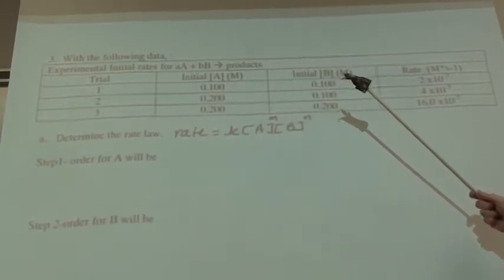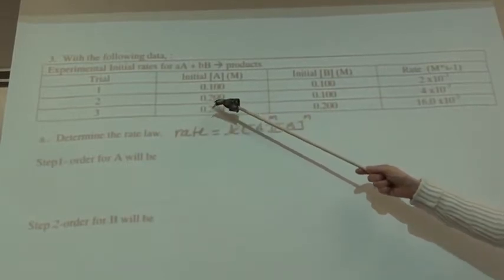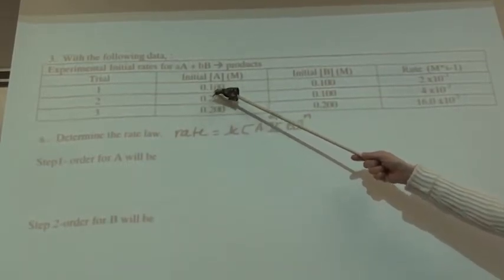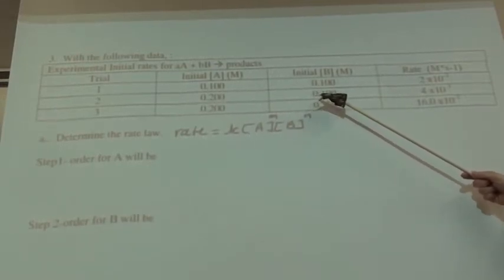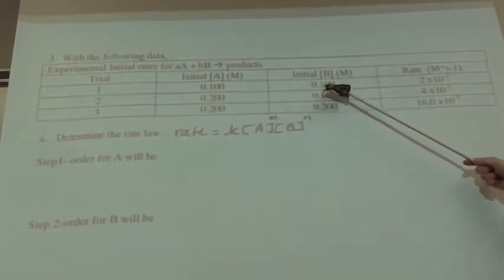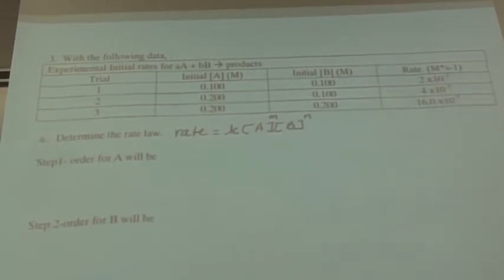Then the experimenter said, now I need to find the order of B. And to do that, I better keep A constant. So it was 0.2 here, 0.2 there, but she changed the value of B. Doubled B, and what happened to the rate when B was doubled? It was quadrupled. So what's the order of B? 2. The overall order for this reaction is 3.